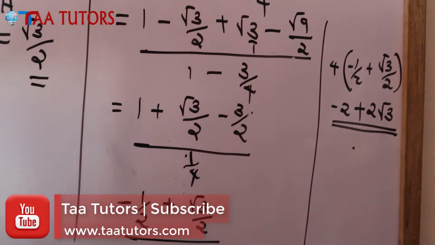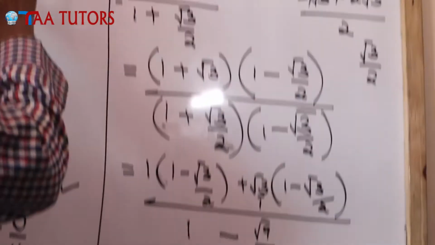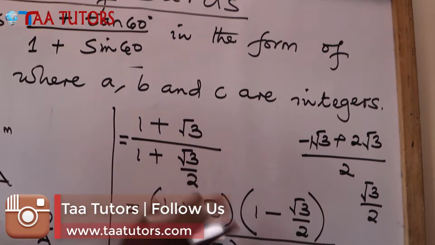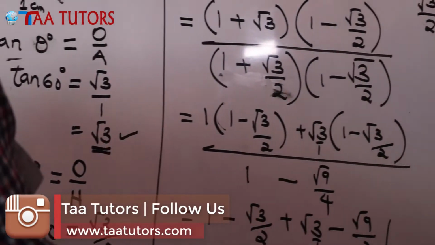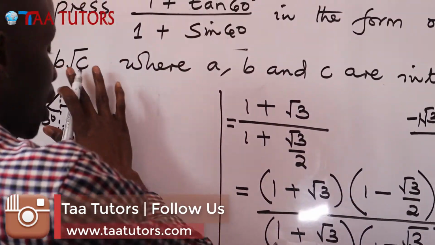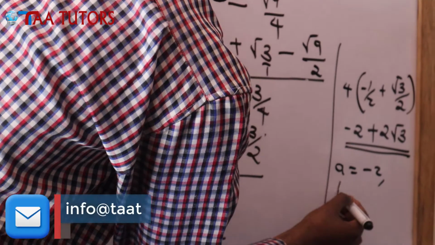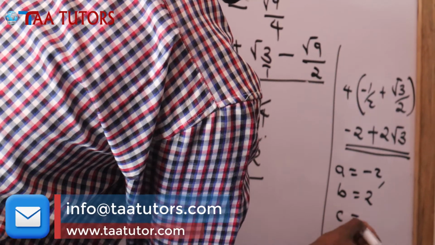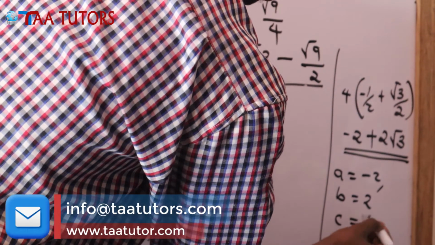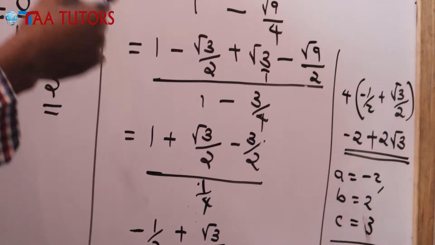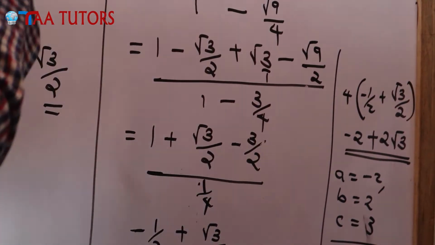So viewers, you can see how to transform trigonometric ratios into surds until you are able to express your answer in the form A plus B surd C, where A in this case is negative 2, B is 2, and our C here is 3. So we have seen how we can apply surds in this area.